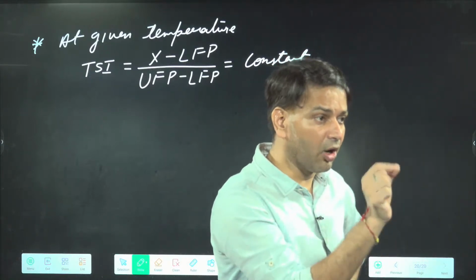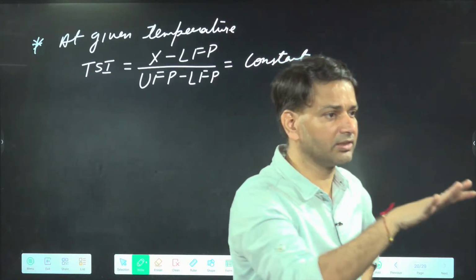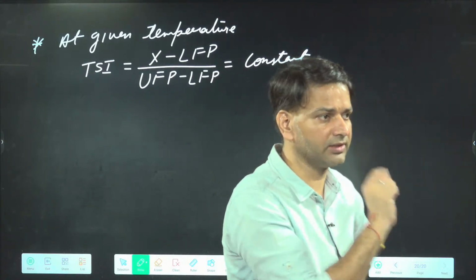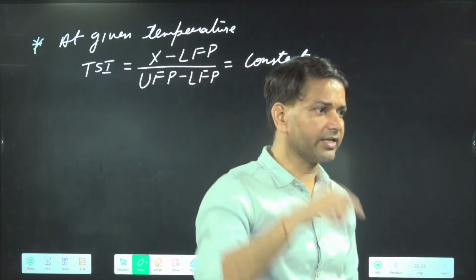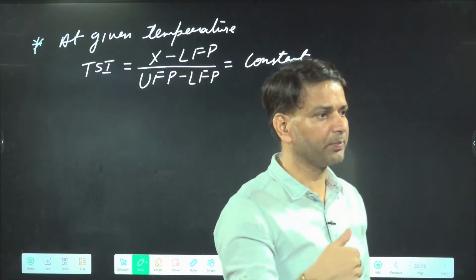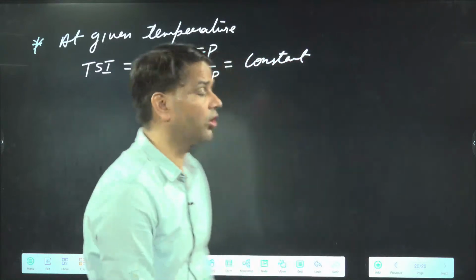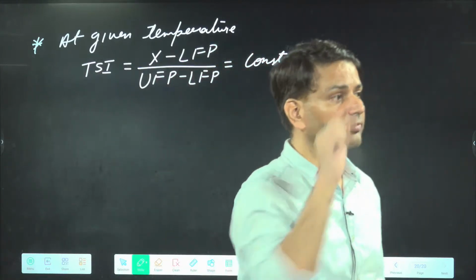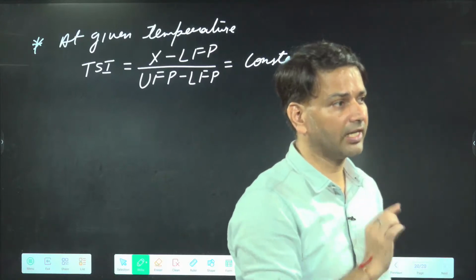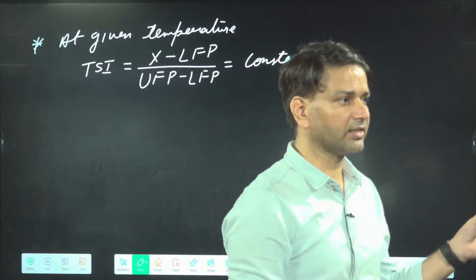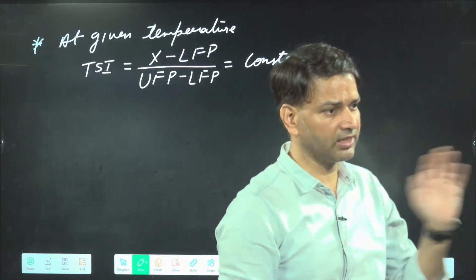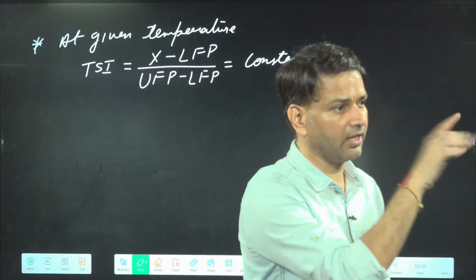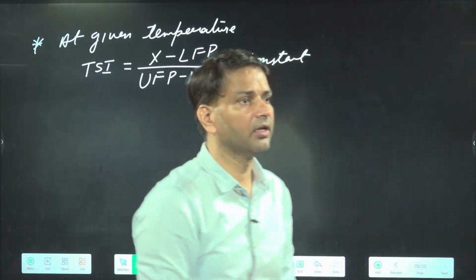Suppose I need to know how many degrees Fahrenheit correspond to 37 degrees C. So (37 minus LFP of Celsius) upon (UFP of Celsius minus LFP of Celsius) is equal to (temperature in the Fahrenheit scale minus LFP of Fahrenheit) upon (UFP of Fahrenheit minus LFP of Fahrenheit). This quantity is equal at any given temperature for all scales, where for X you put the temperature in that scale. Got it or not?